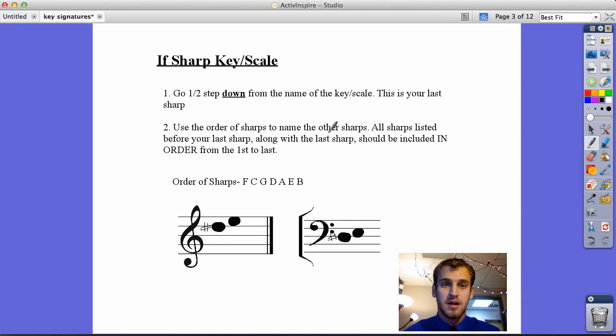Use the order of sharps to name the other sharps. All sharps listed before your sharp, along with the last sharp, should be included in order from first to last. So our last sharp is D. Then we're going to add on all the previous sharps to that. And the order of sharps is F, C, G, D, A, E, B. So we know that with D being our last sharp, and we include all the sharps before that, we have 4 sharps in our key signature.